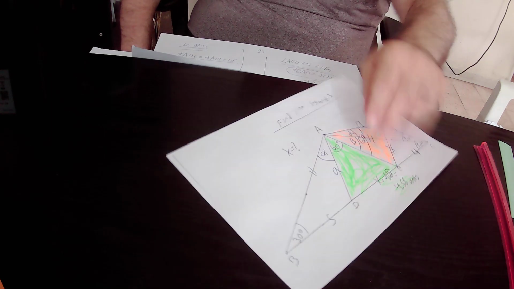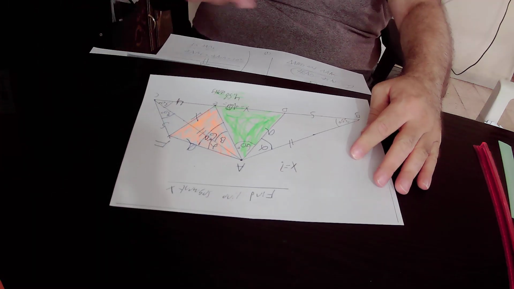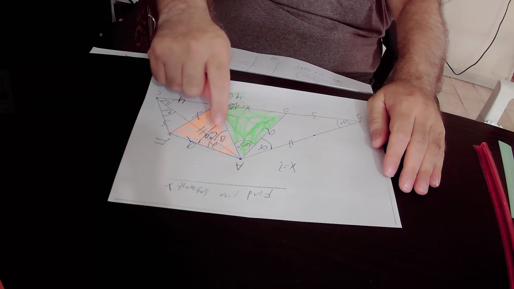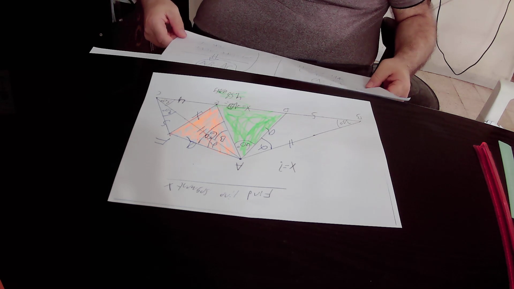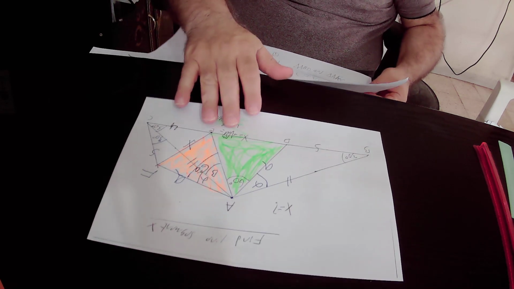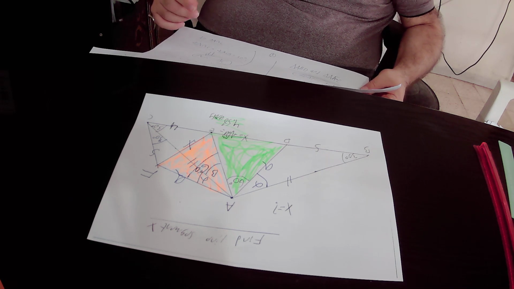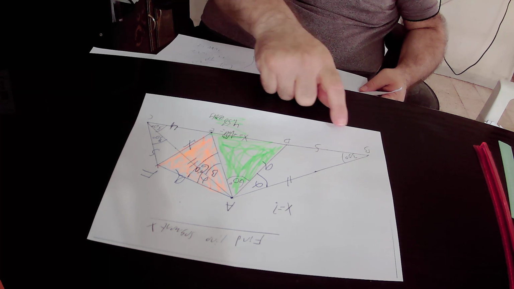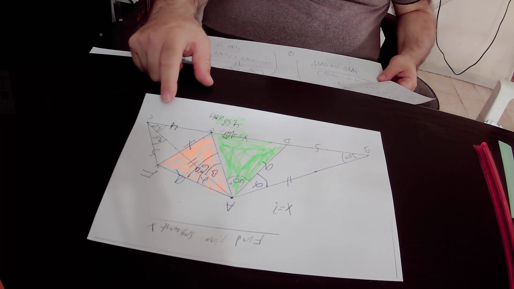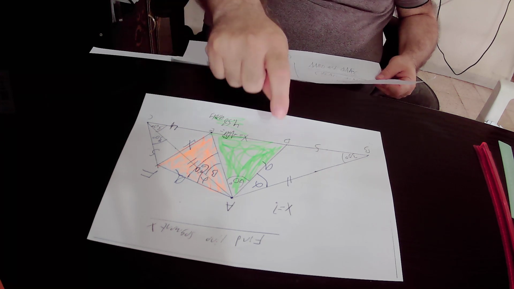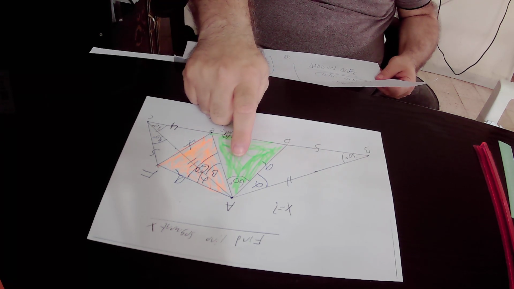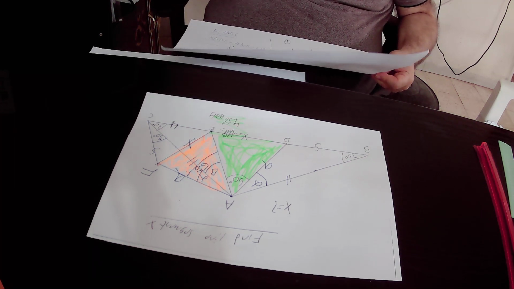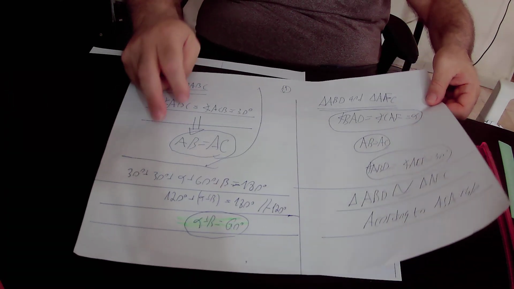Then we defined angle BAD as alpha and angle EAC as beta, and we know that the sum of the angles in triangle ABC must be equal to 180 degrees. So which angles do we have in triangle ABC? We have this angle that is equal to 30 degrees, plus this angle that is also equal to 30 degrees, plus this angle that is equal to alpha, plus this angle that is equal to 60 degrees, plus this angle that is equal to beta. In total, the sum of those angles must be equal to 180 degrees. Okay?